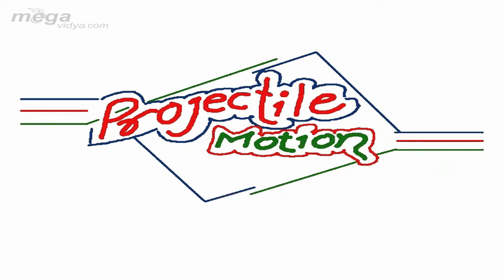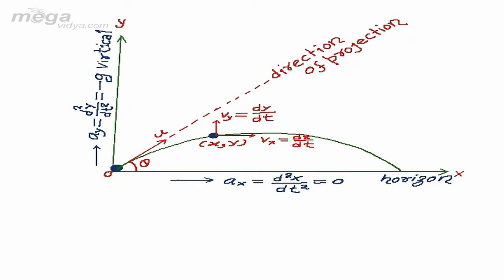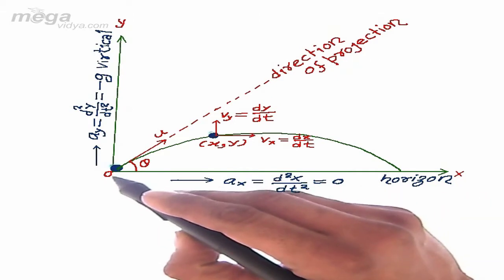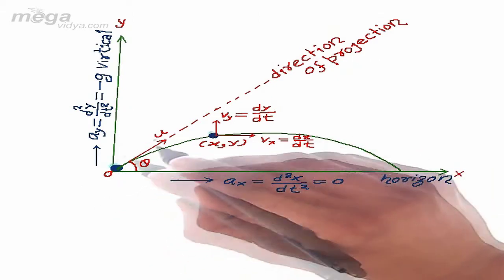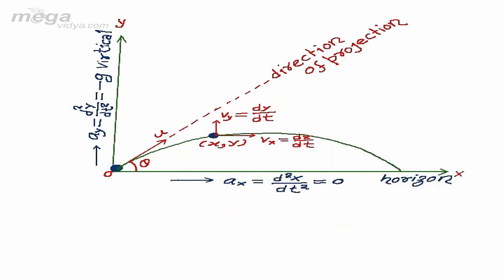So, consider a ball which is thrown with an initial velocity u at an angle theta to the horizontal. See, this is the ball which has been thrown in this direction at angle theta with the horizontal. This dotted line here represents the direction of projection. We will take horizontal along the x-axis and vertical as the y-axis. The point of projection is O.